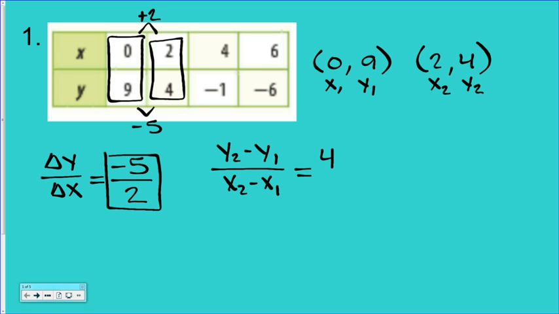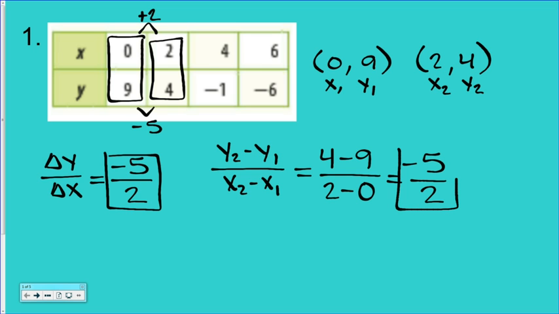y2 is 4. y1 is 9, x2 is 2, x1 is 0. 4 minus 9 is -5, and 2 minus 0 is 2. And you're left with -5 over 2.